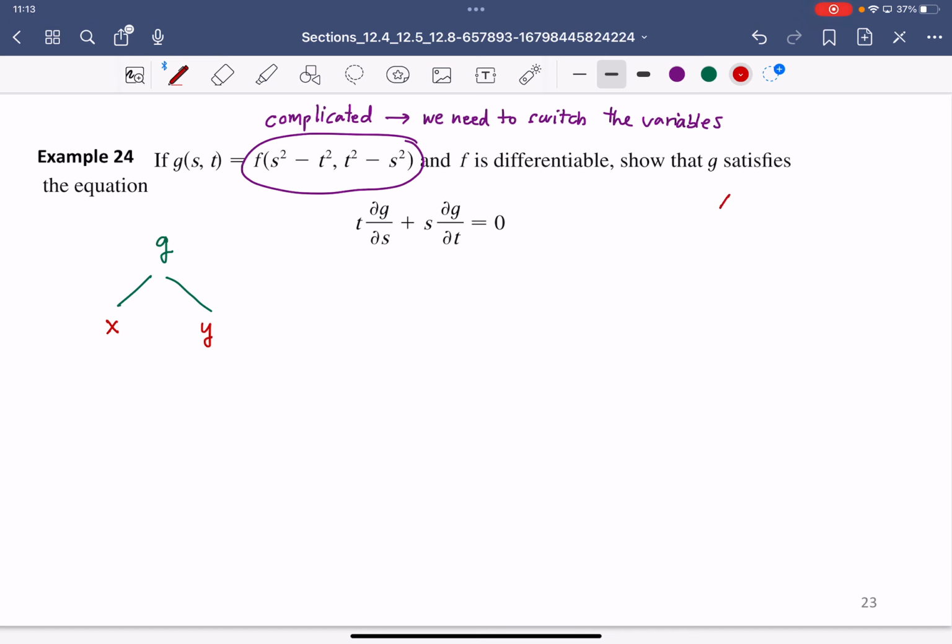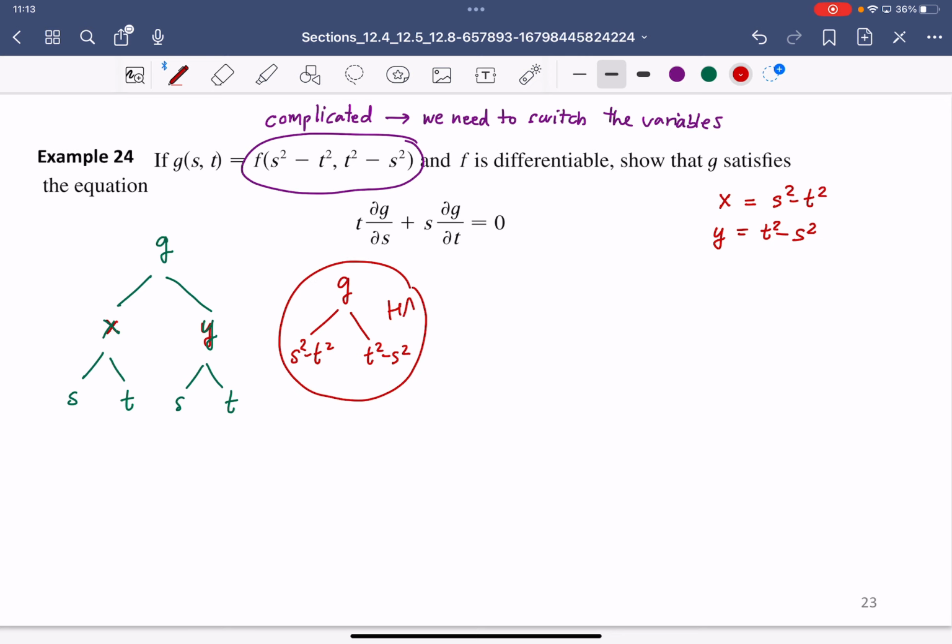We define x to be s square minus t square. We define y to be t square minus s square. Now this time g is going to be a function of x and y, and then x and y are going to be functions of s and t. This is okay now. This looks easier this time compared to having g as a function of s square minus t square and t square minus s square. You see that? If you use the red one, this is a hard one because this is terrible.